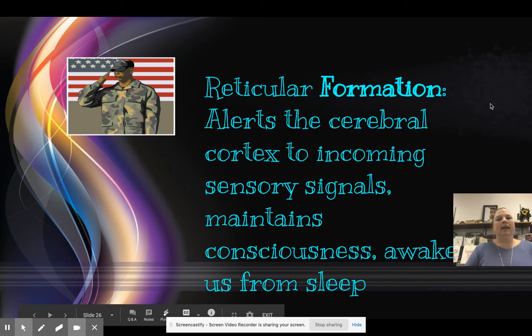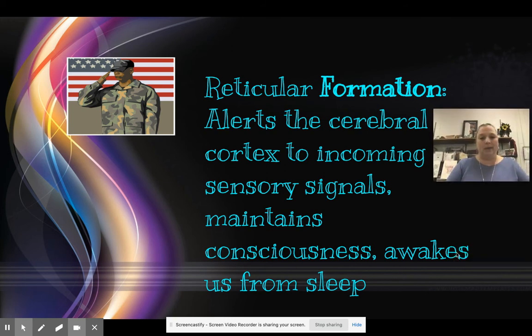And another thing, the RAS, so the reticular formation. This basically alerts the cerebral cortex to incoming sensory signals. It maintains consciousness, wakes us from sleep. We kind of mentioned that already, but just a reminder that that's what that area does.